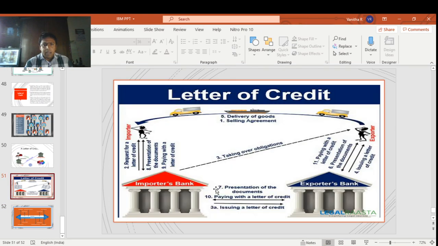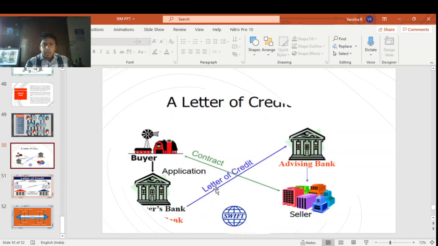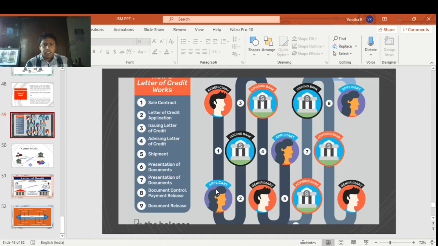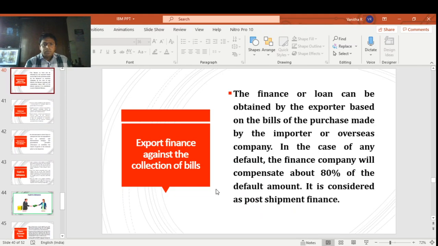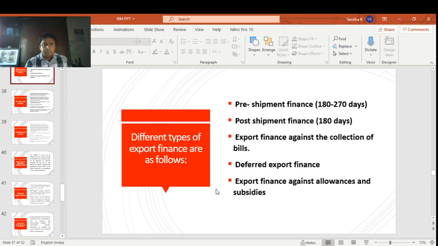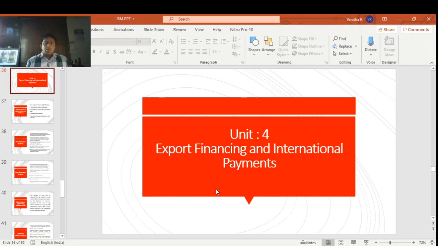Yeah, these are the banks. The importer will have a different bank and the exporter will have a different bank. Then the exporter will come to know all these things. This system is for international trading, especially shipment, export and import. So this was about export financing and international payments.